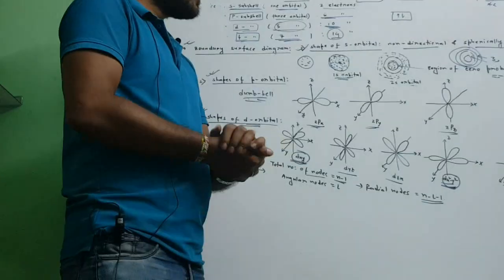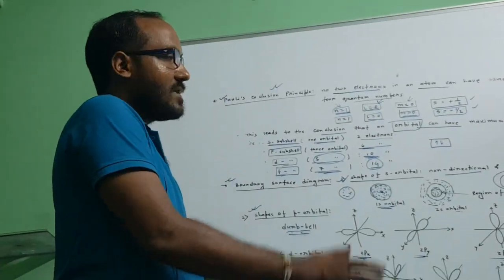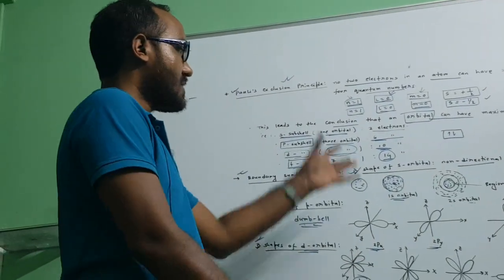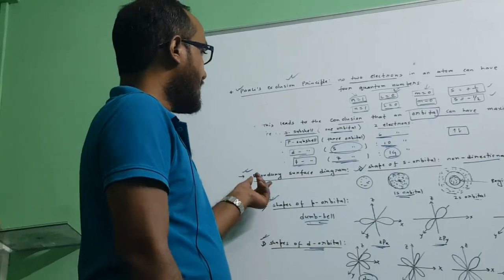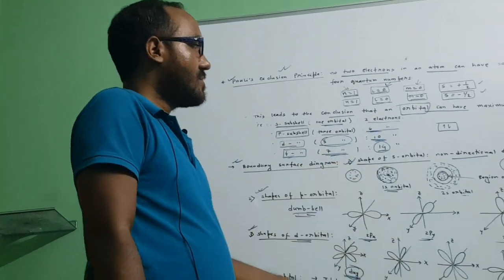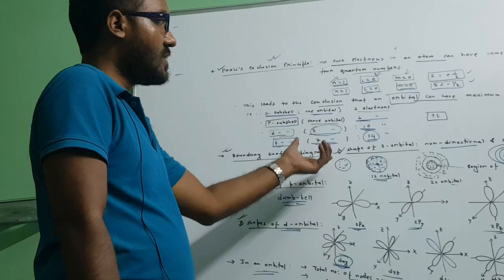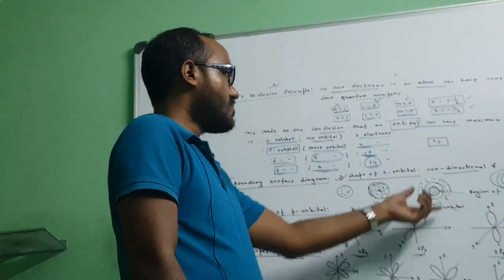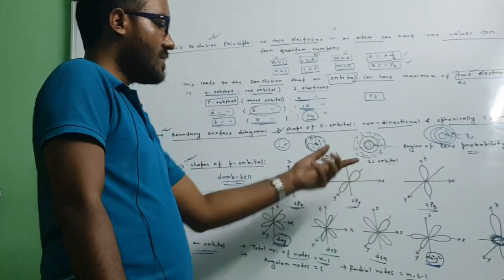So that's all for today. In the next class we will see the energy level diagram in atomic structure, and we will see the boundary surface diagram from the perspective of the Schrodinger wave equation, how we are coming to these conclusions, that is, where the electrons will be found.